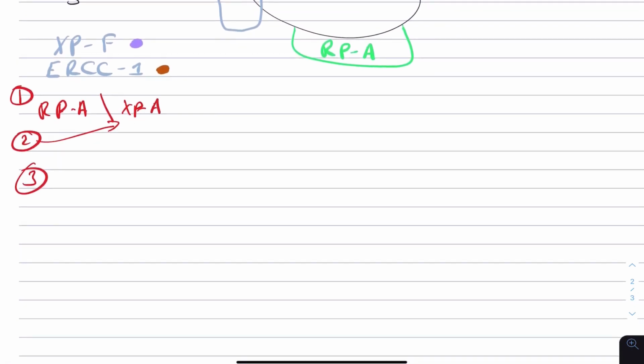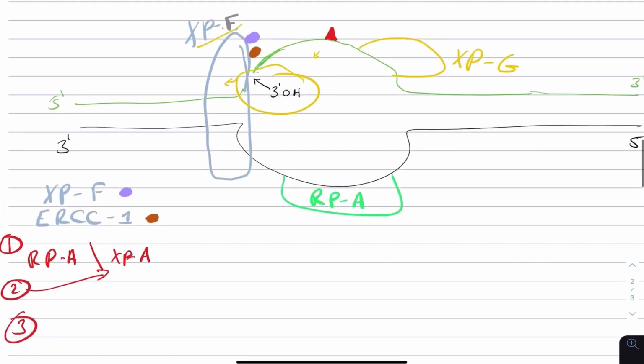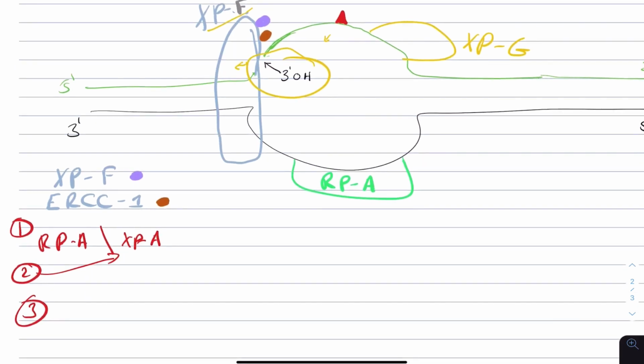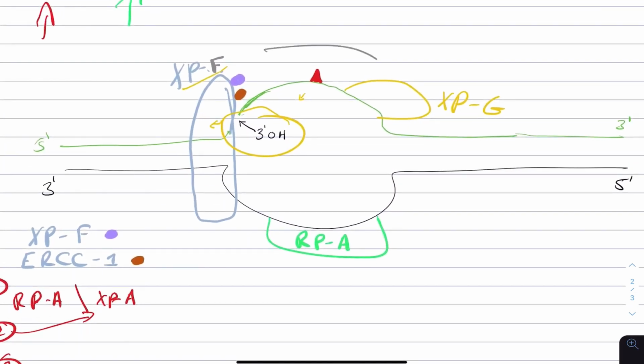So the third step. Once this XPF and this ERCC1 bind to the XPA position, the RPA will end up recruiting this XPG. After these two, we end up getting this complex that forms, and then XPG ends up being pulled over here close to the 3' end. All right, so that's the job for that.